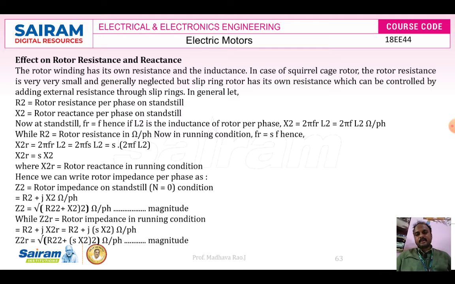R2 is the rotor resistance per phase. Now in running condition, Fr is equal to S into F. So slip will be there.